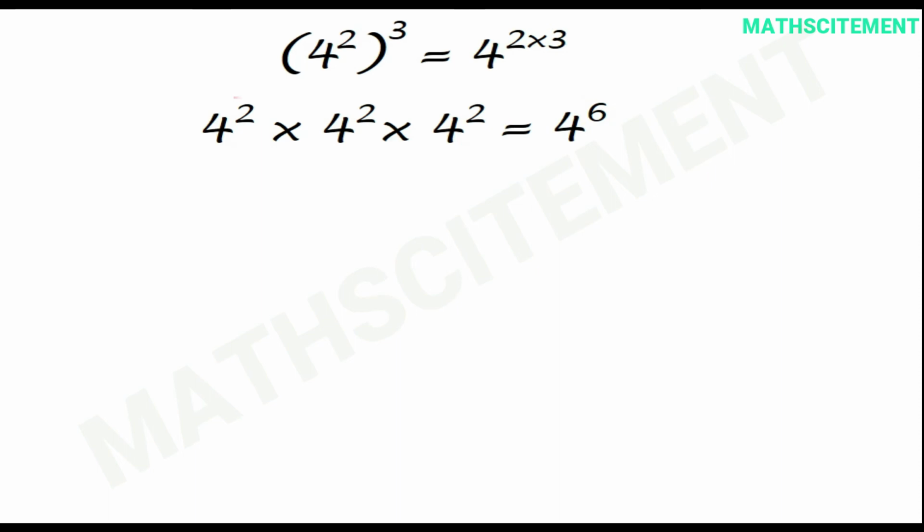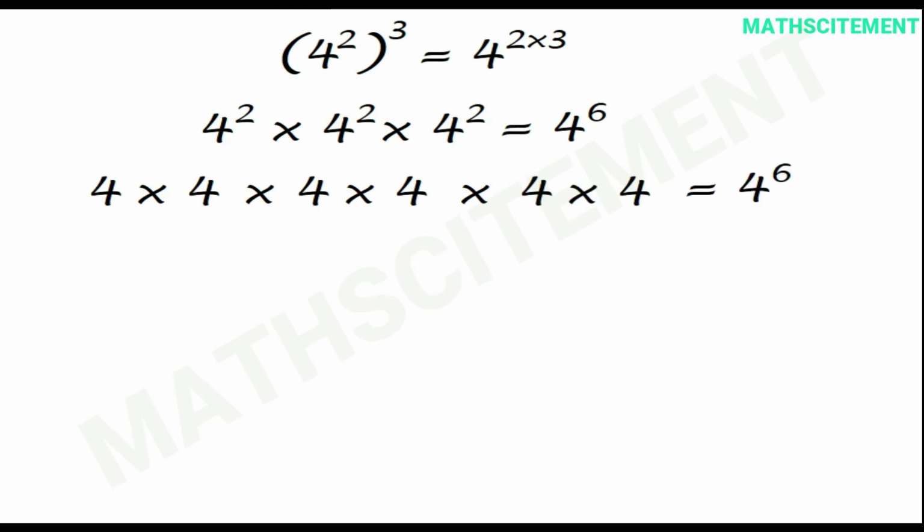4 square means 4 into 4 multiplied by 4 into 4 multiplied by 4 into 4. So let's count 4s on the left hand side. 1, 2, 3, 4, 5 and 6. So we have 4 to the power of 6, which is exactly equal to the right hand side. So remember, in such cases, we simply multiply the two exponents.